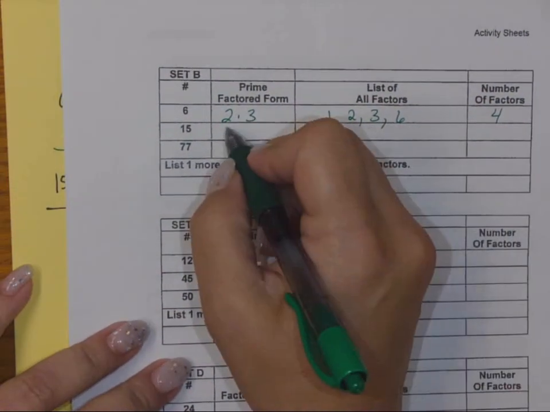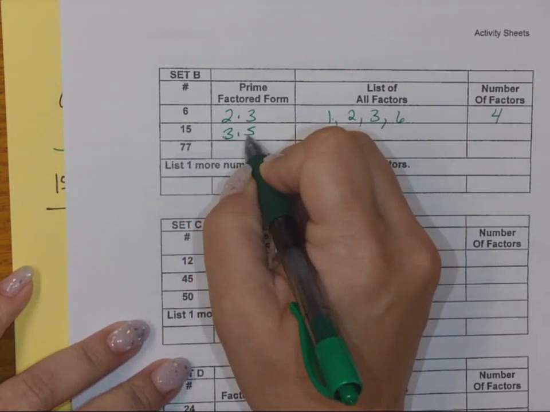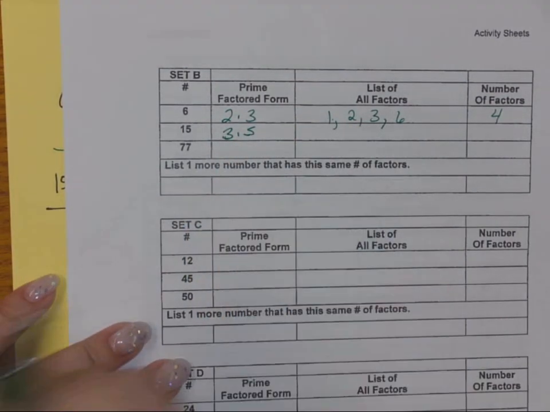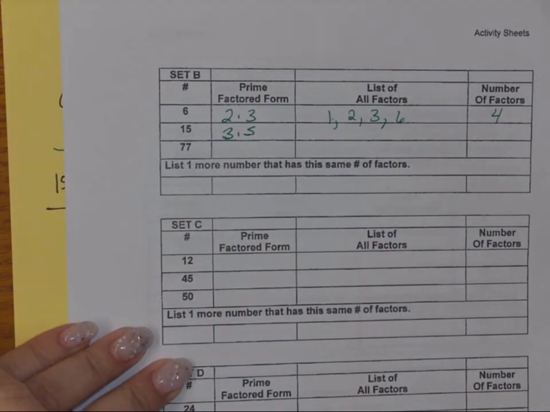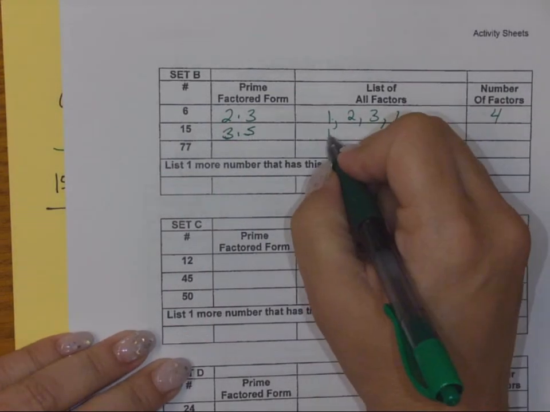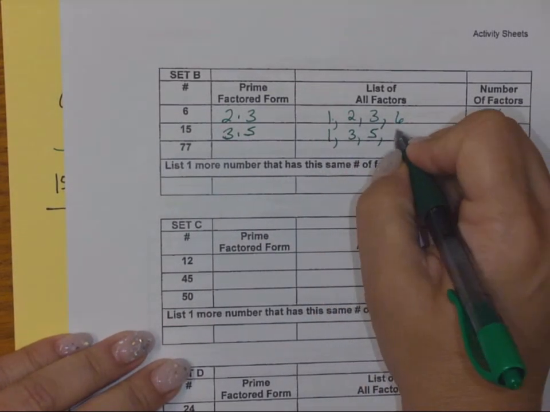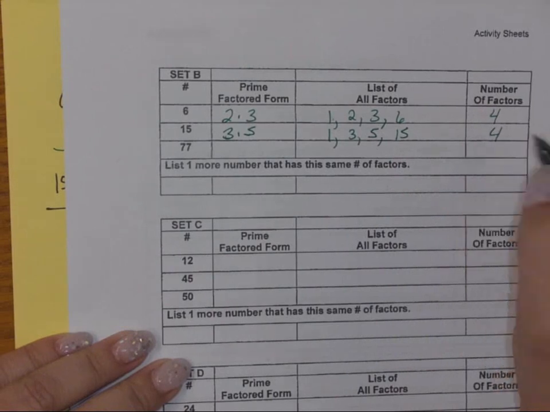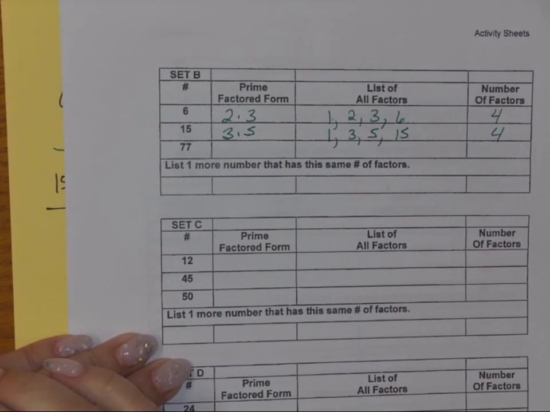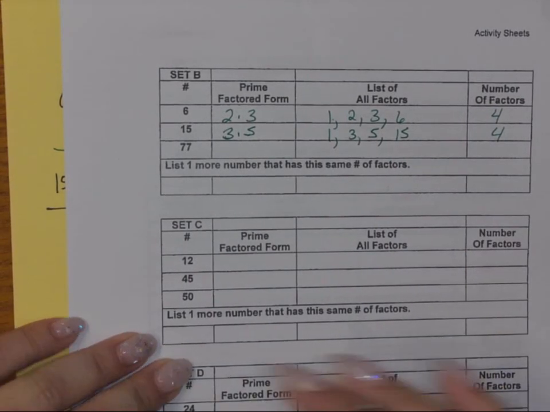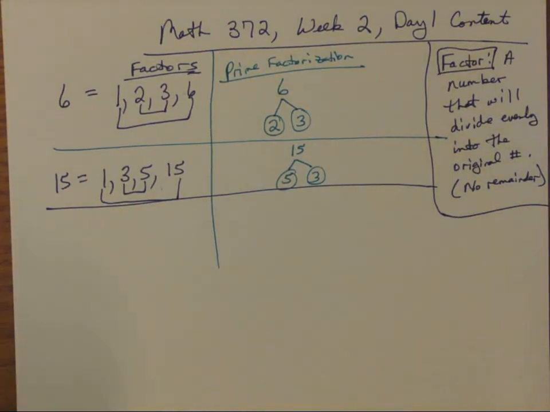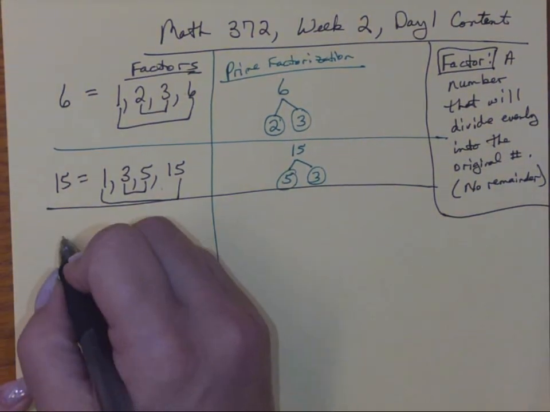So again, back to my form. 15 is 3 times 5. I usually try to list the smallest prime first, but if you don't get there, that's okay. 1, 3, 5, and 15. Again, I see there are 4 factors. Perhaps we might see a pattern starting to form. Let's do one more. Well, there's only one more in this set.